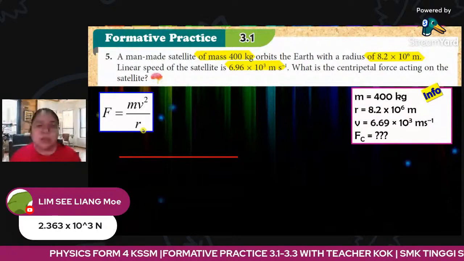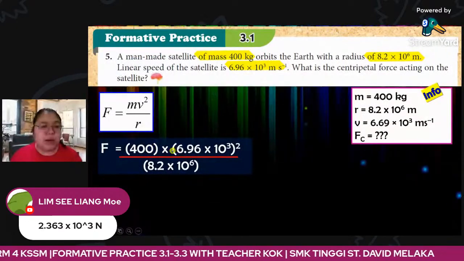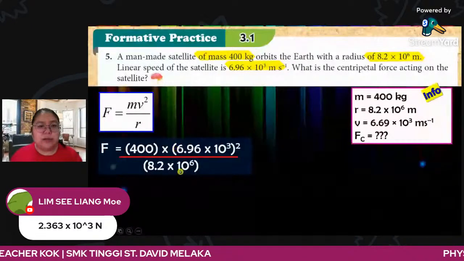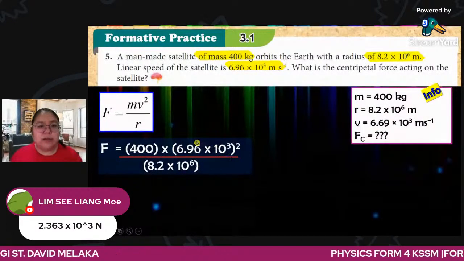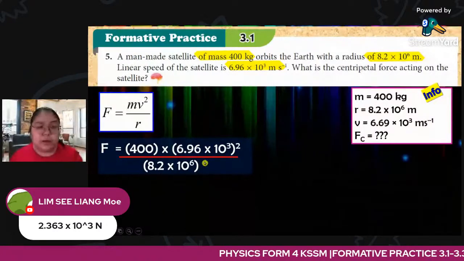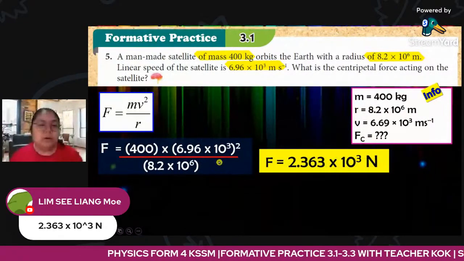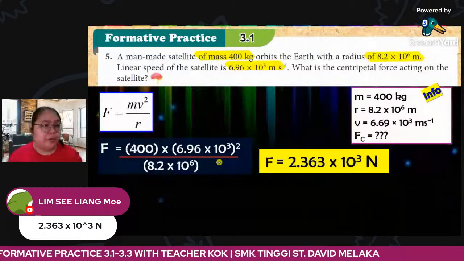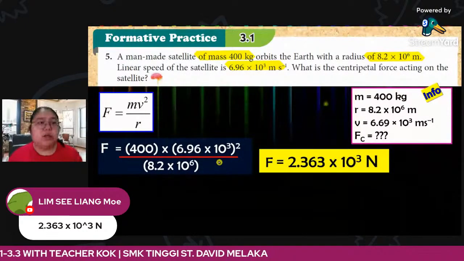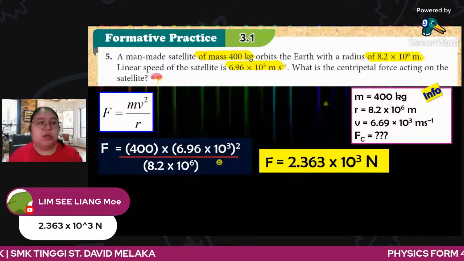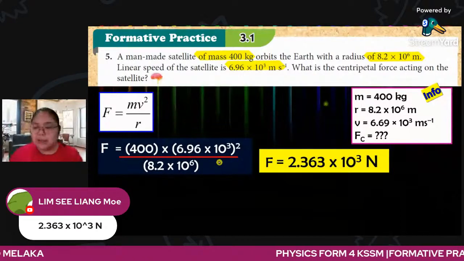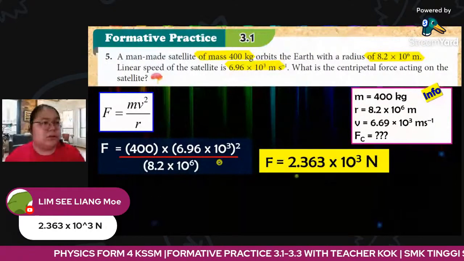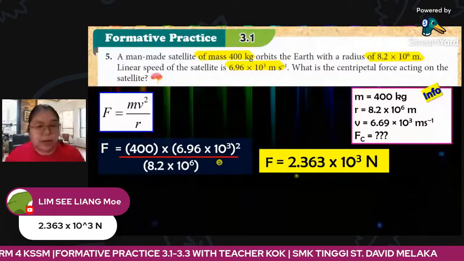We're going to show the calculation first. 400 multiply with the linear speed, then over the radius. Remember, for centripetal force, we don't have any square for the R, only R. So the final answer is 2.363 times 10 power of 3 Newton. Exactly the question, and exactly the answer. That's correct. For the students who did it wrong, you better do some corrections to show how to count the answer. So from here, we go to the next part.